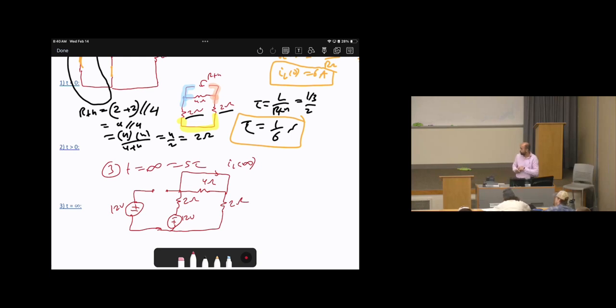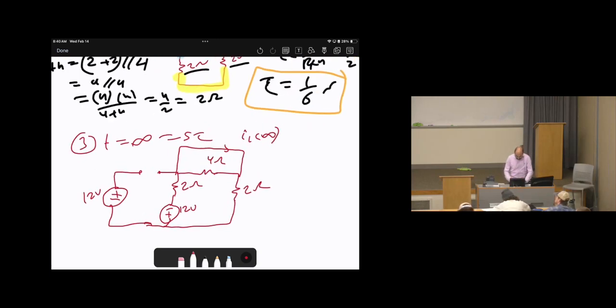So look at the 4 ohms resistor. It is short circuit as well, right? Because it has the same node at both ends. So this one is short circuit.